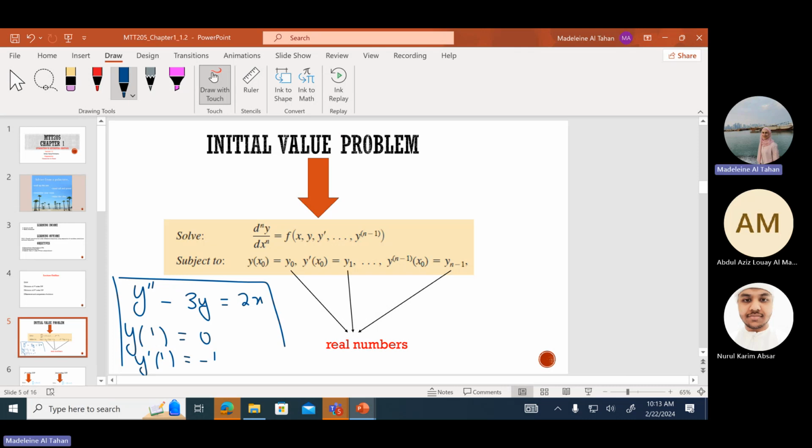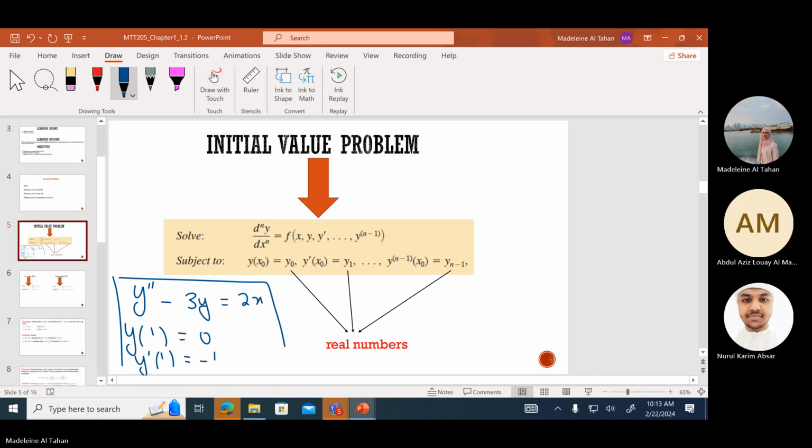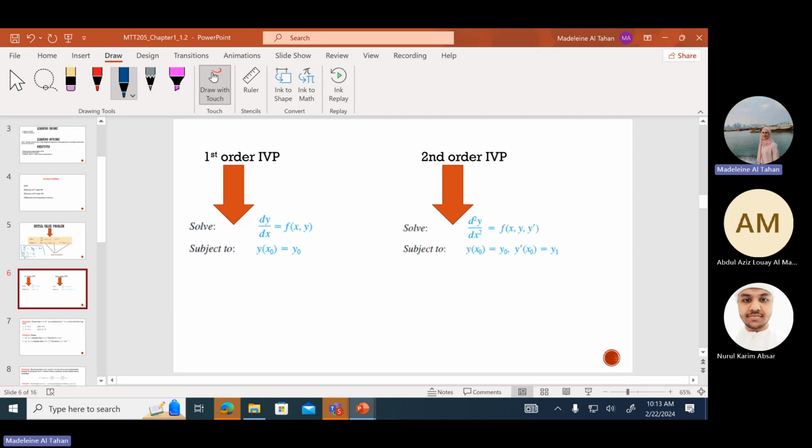Do we have any questions, miss, about what we mean by initial value problem? Okay. If it's first order, how many initial conditions? If it's second order, how many initial conditions do we need?